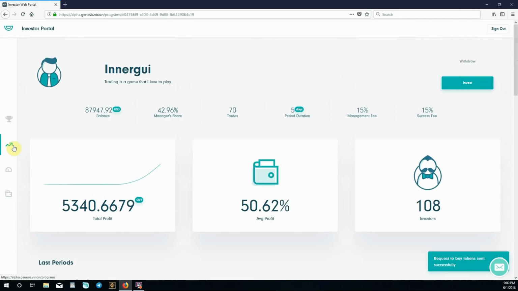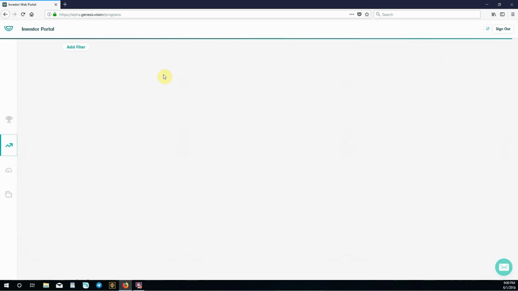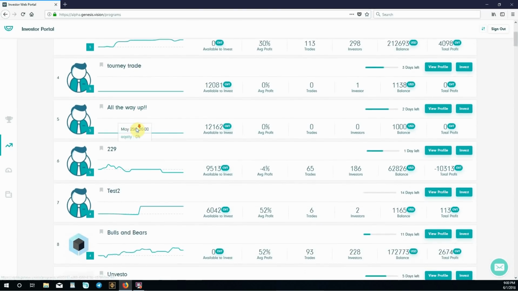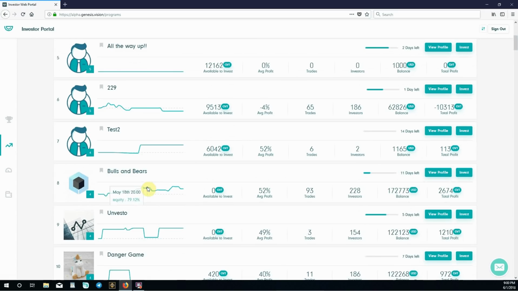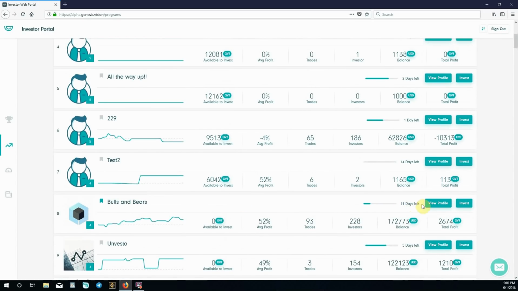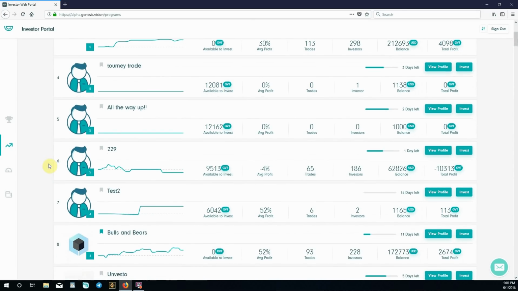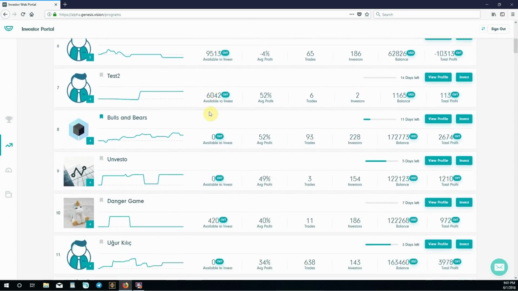Now we have another 45 tokens remaining, so let's see if we can find another investment program that fits with us. Bulls and Bears seems to be doing decent, but there are none available to be invested in their program. Let's go ahead and favorite them, so we'll remember later when the program closes. As well as QuantBridge Funds is doing a really good job, so we will favorite them as well. That will add them to our dashboard.